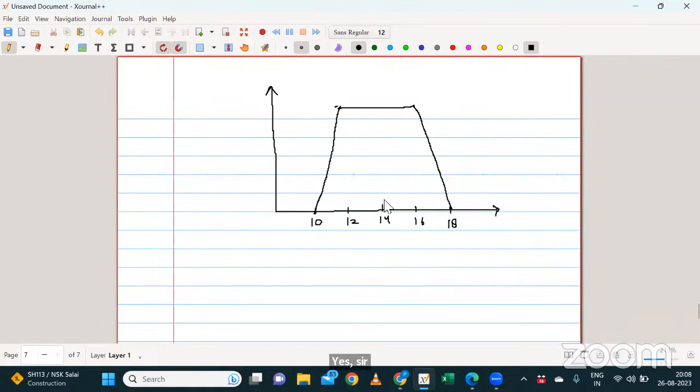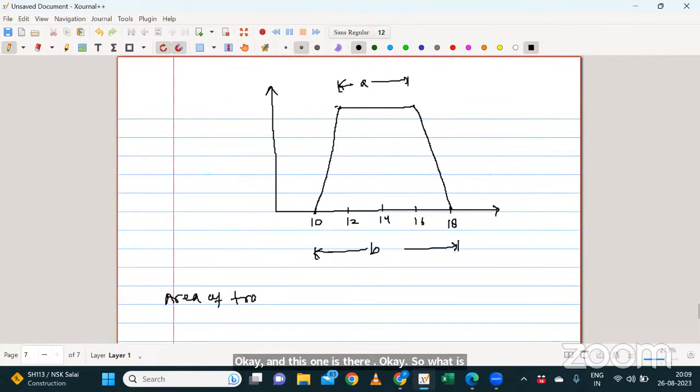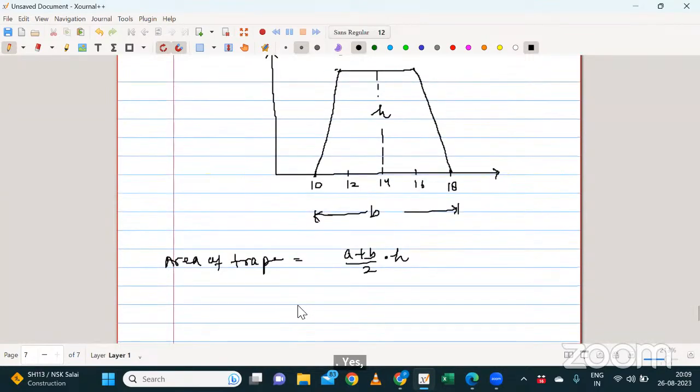And in a trapezium, suppose this is A and this one is B. So what is the area of a trapezium? Half into the sum of parallel sides into height. So simply (A plus B) by 2 into H. Suppose this is the height, for example. Now tell me, the area under the curve should be 1. So this should equal 1.